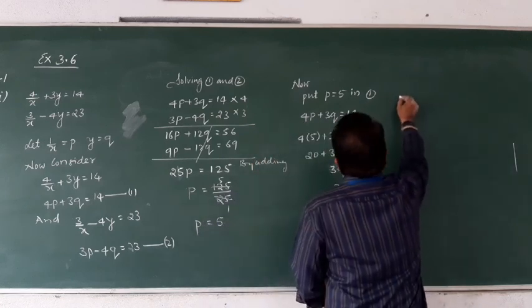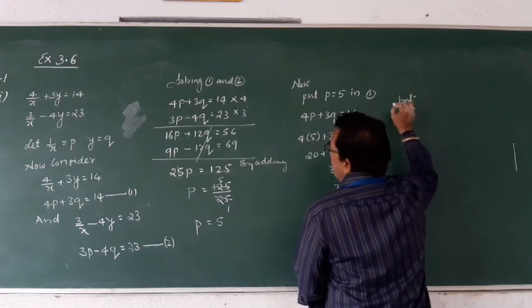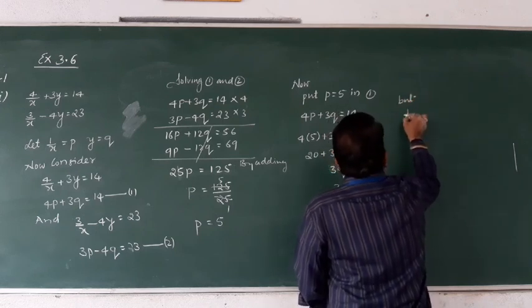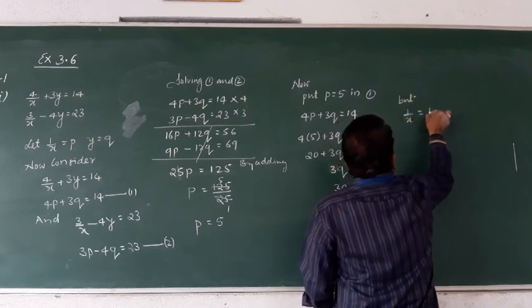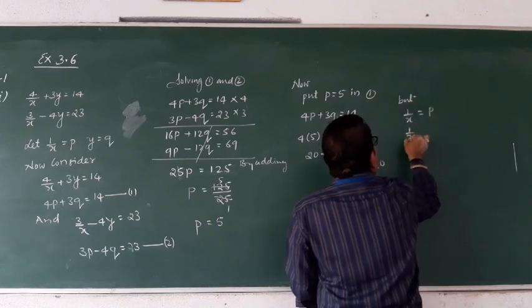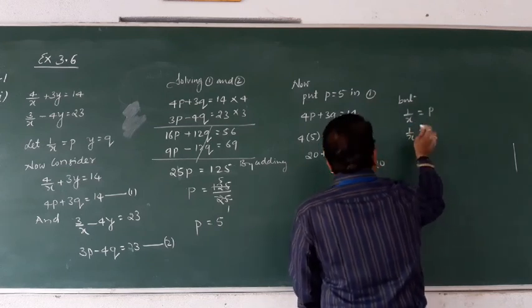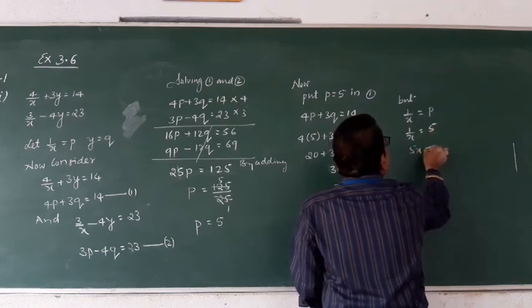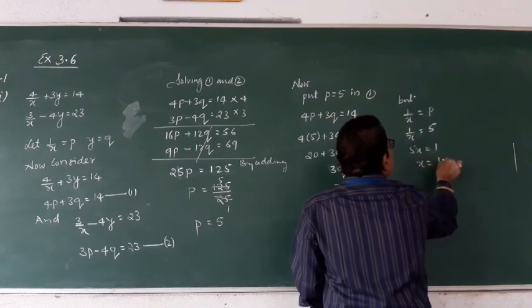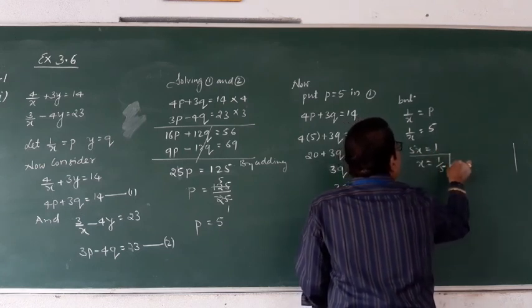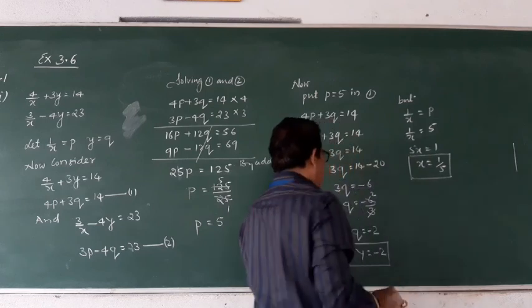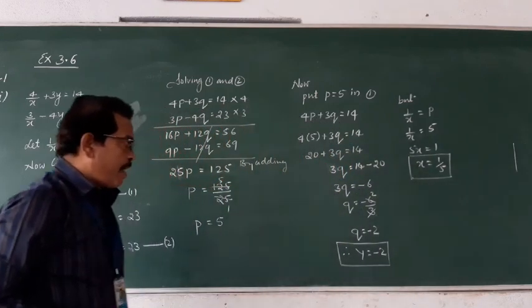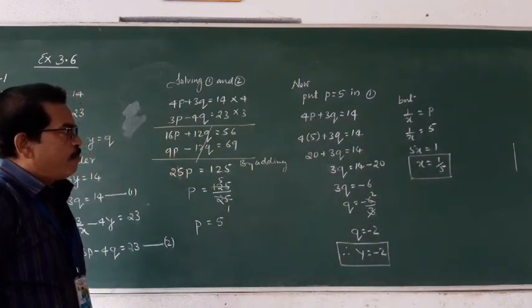But 1 by x equals to p. So 1 by x equals to p means 5. So 5x equals to 1. Therefore x equals to 1 by 5. Therefore y equals to minus 2.